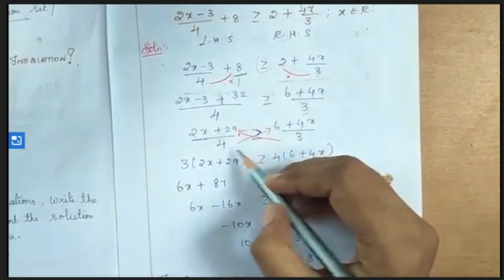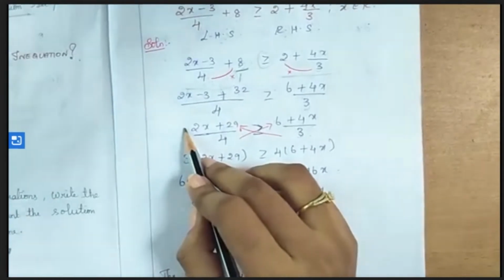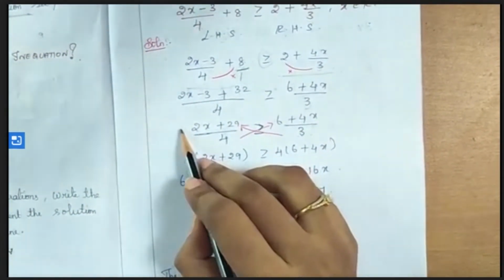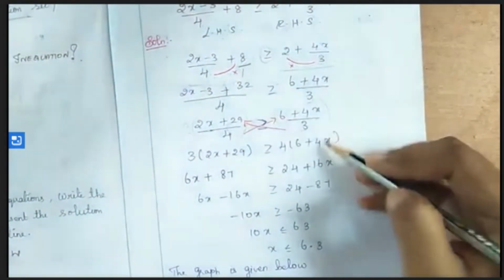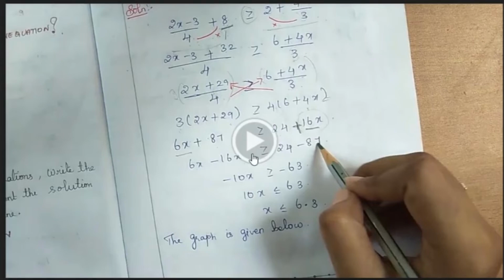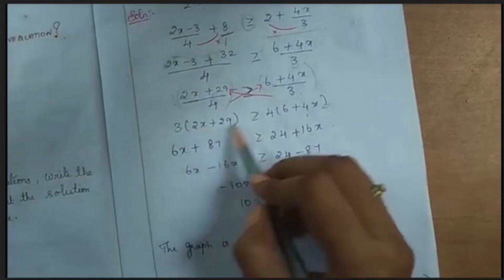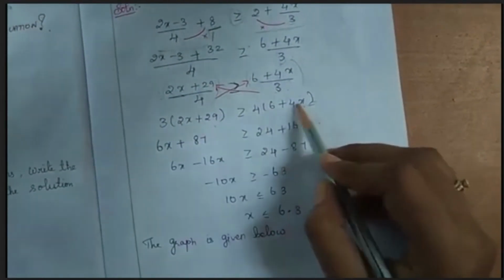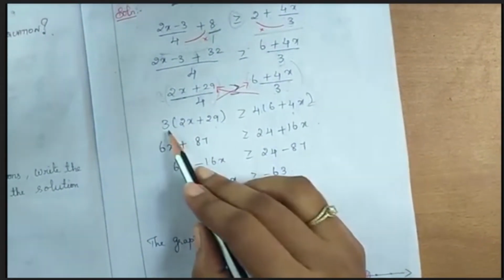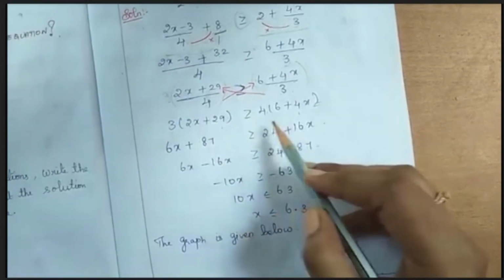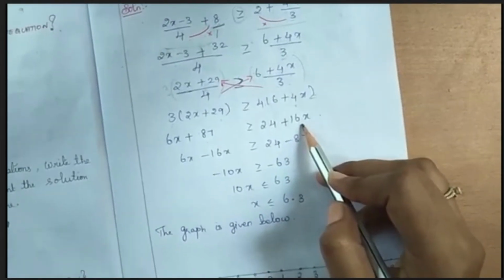Now what can we do? This is the left hand side and this is the right hand side. So let me bring this 3 to the left hand side. Here it will become multiplication. So 3 into this whole term is greater than or equal to 4 into this whole term. Here I am going to multiply each and every term of this expression with 3, and each and every term of the other expression with 4. Now what will happen? 3 into 2 is 6x plus 3 into 29 is 87, greater than or equal to 24 plus 16x.